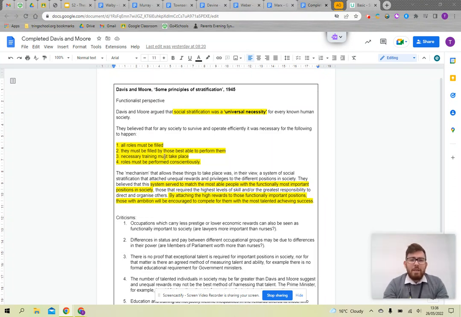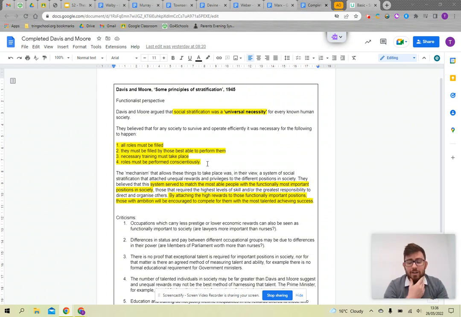Point three: necessary training must take place. I don't think that really needs much explanation. If you're in a role, you need to be trained how to do it, and that relates to the education system as well. And then point four, roles must be performed conscientiously. So what they really mean by that is you need to put everything into it. You can't be lazy in the role that you have taken on.